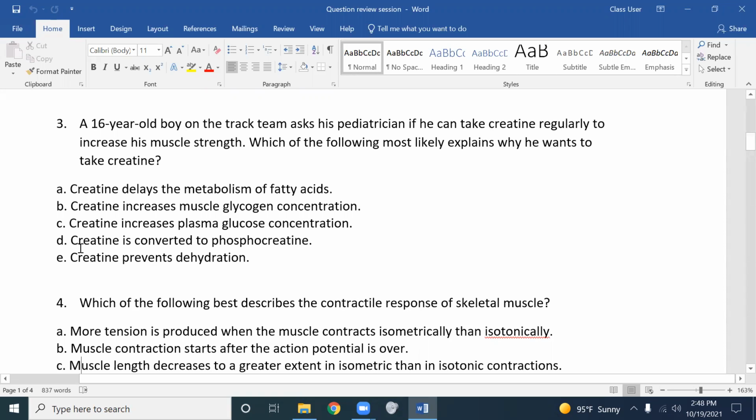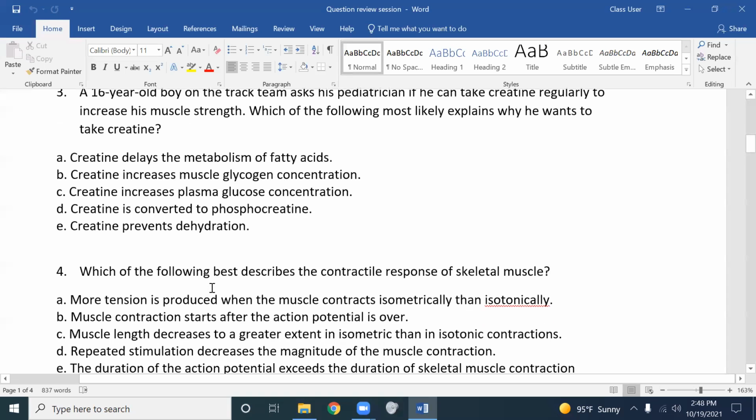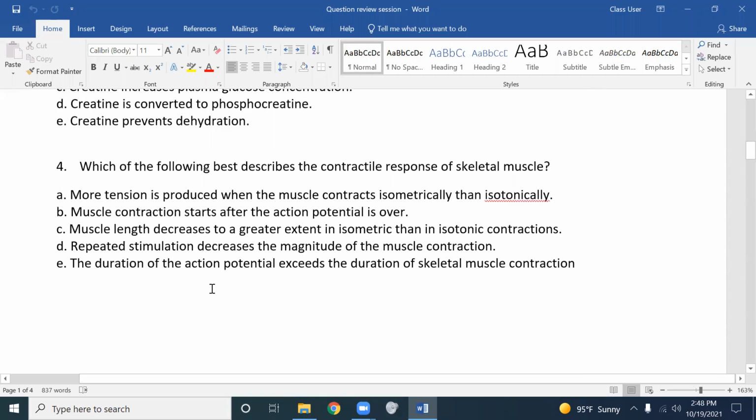Good. Next one. Which of the following best describes the contractile response of skeletal muscle? A, thank you. An isometric contraction is a lot stronger than an isotonic contraction.